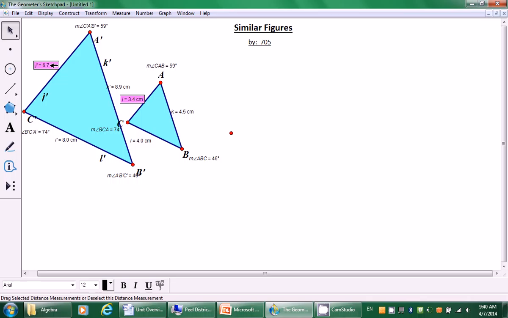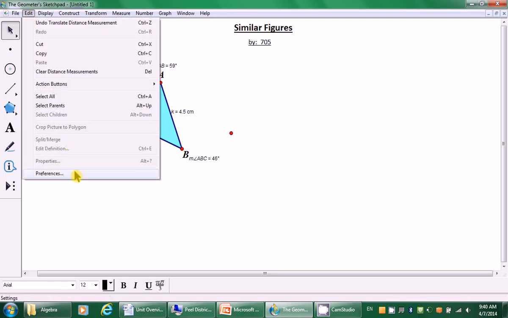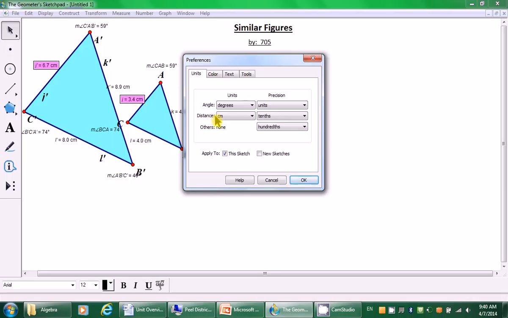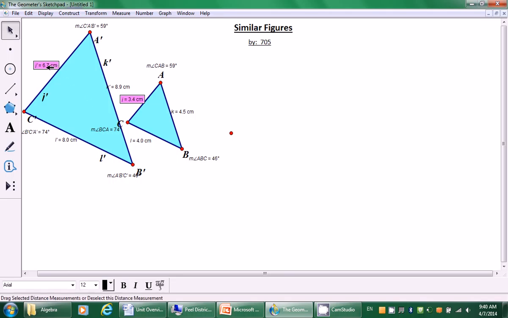So there's got to be a reason why it didn't come out perfectly, and it's all because of our preferences. Because we changed the distance to tenths, it's always going to round to the nearest tenth. So this might actually be 6.78 or something. It just rounded it. Okay? And then the same happened here. 4.5 multiplied by 2 should be 8.9. But this measurement must have been rounded up.